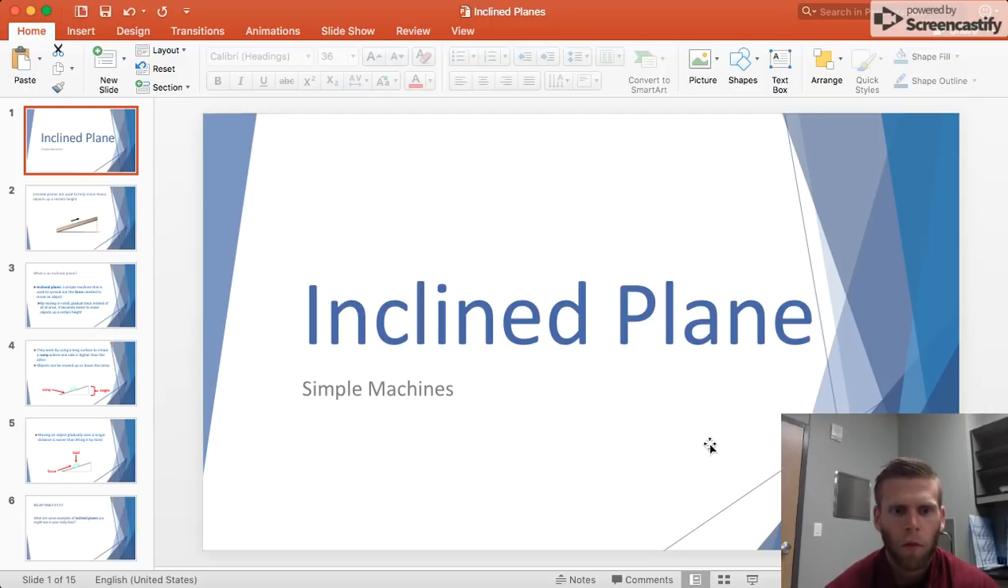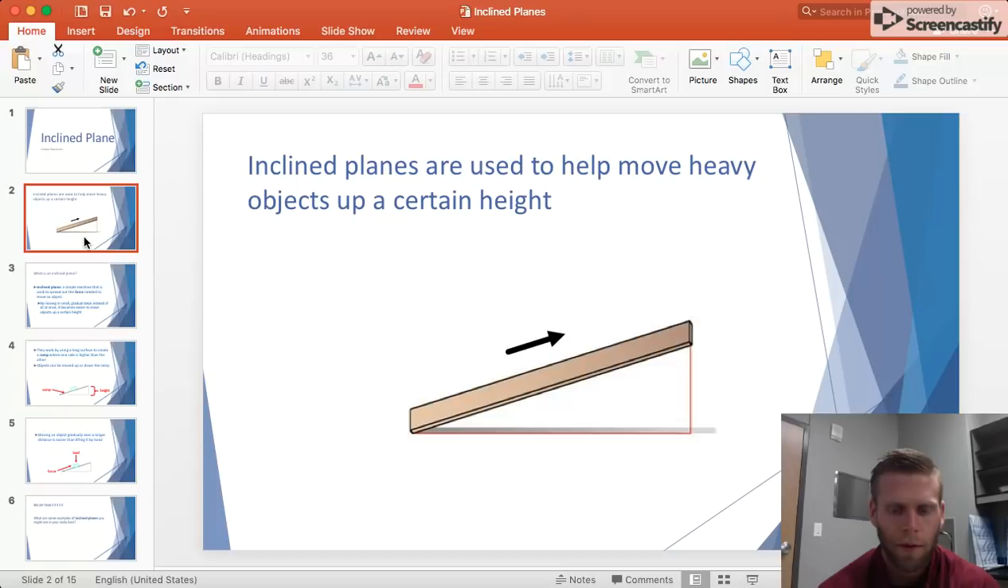All right, what's up? Inclined planes, simple machines. So today that's what we'll be learning about. Let's get started. Inclined planes are used to help move heavy objects up a certain height.